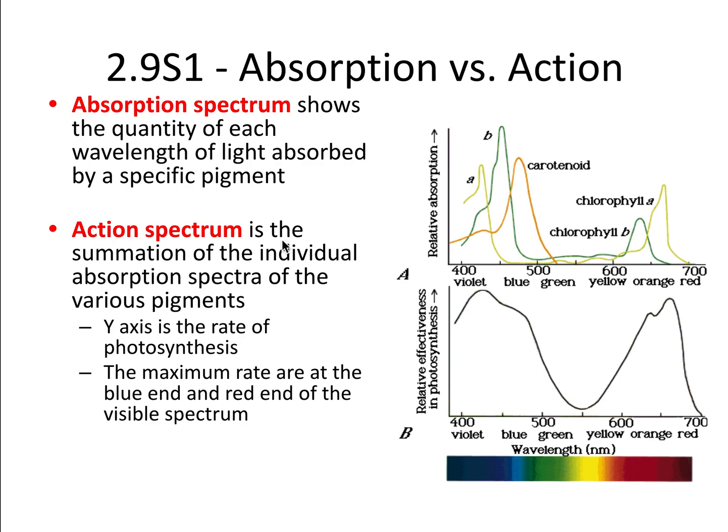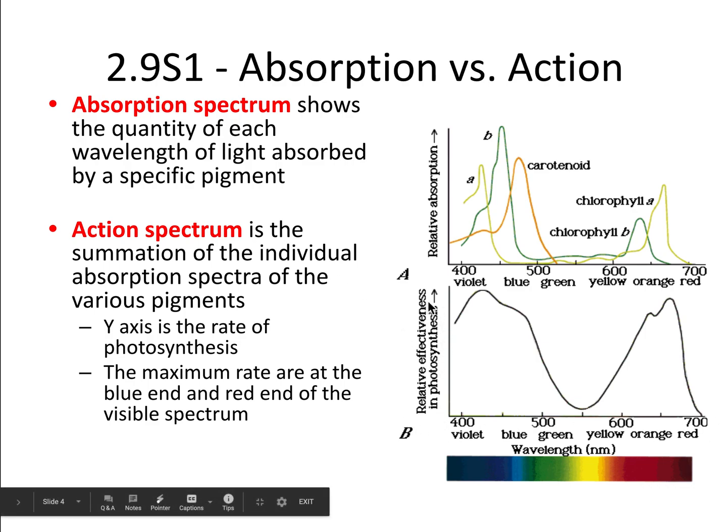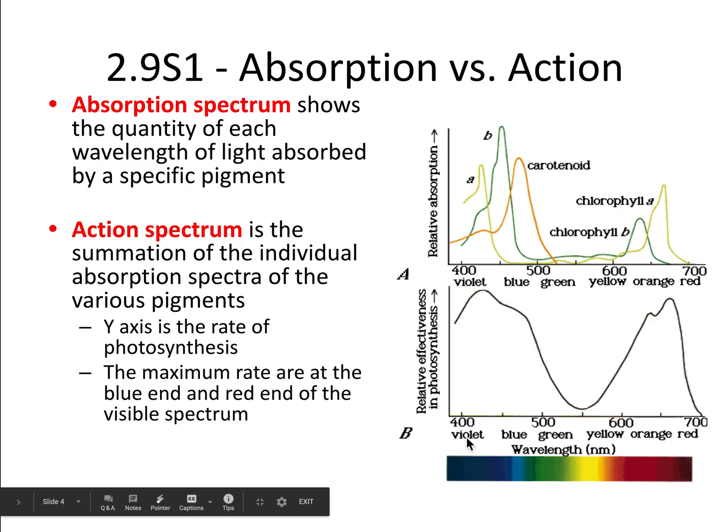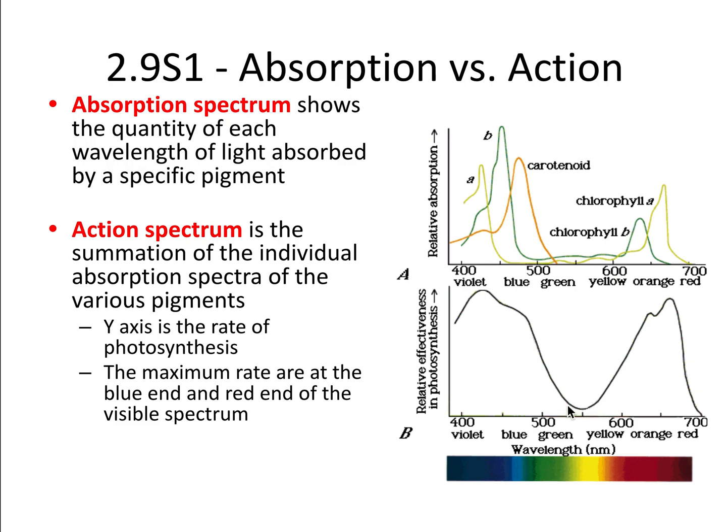An action spectrum is the summation of the individual absorption spectra of the various pigments. So it's showing you the relative effectiveness in photosynthesis. Its action is how well it is doing photosynthesis with these different pigments inside of it. So this is an example of an action spectrum. The action is how fast it is doing photosynthesis, the rate. And you can see here that this plant is doing better because it's absorbing these colors more. Violet, blue, and green is when it does more photosynthesis. It is not doing photosynthesis at this point when it's looking at green and yellow colors.